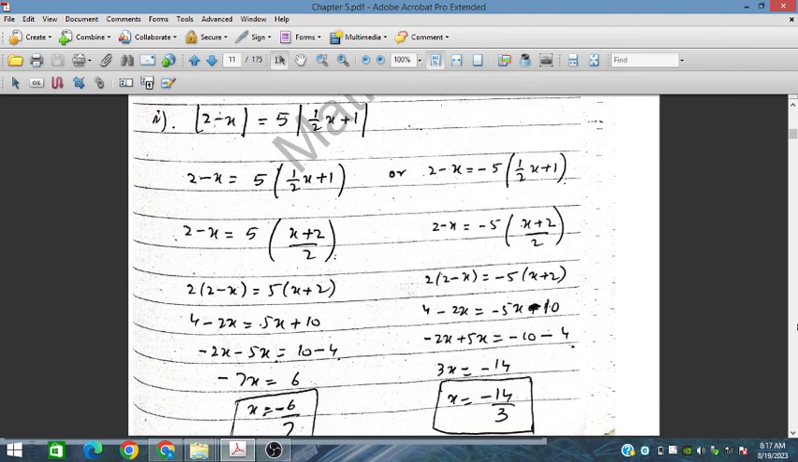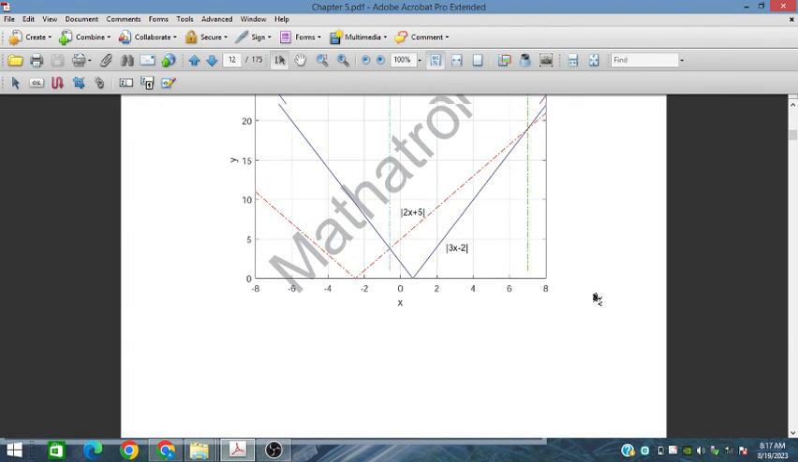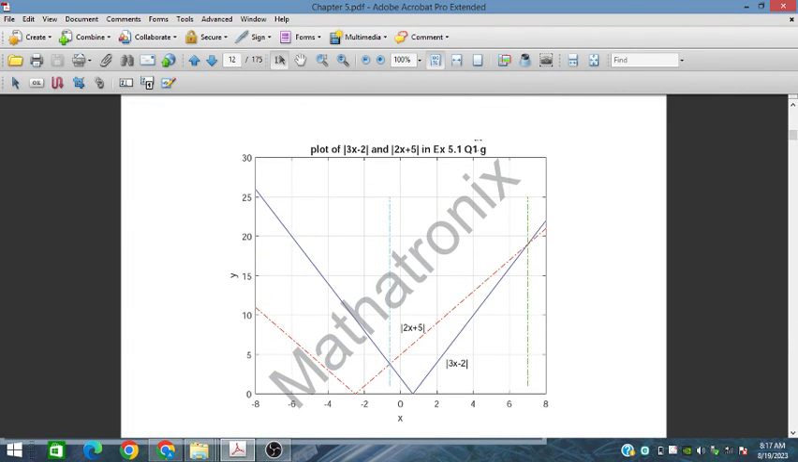This is part G, and this is 3x minus 2, and this is the mirror image of this line. We just draw a normal line here at this point, and it intersects the red line at this point and here again. So there are two solutions.